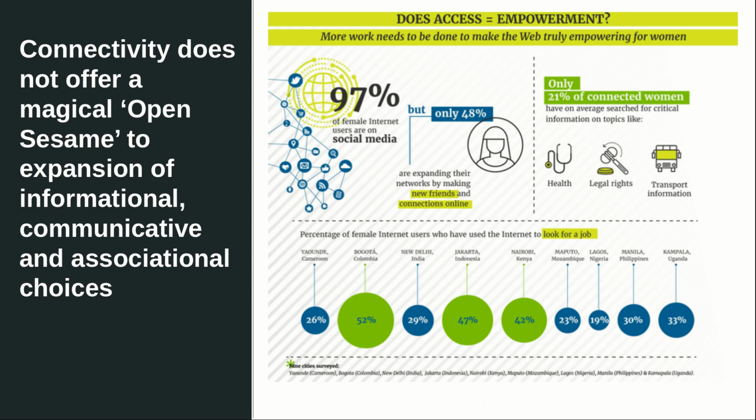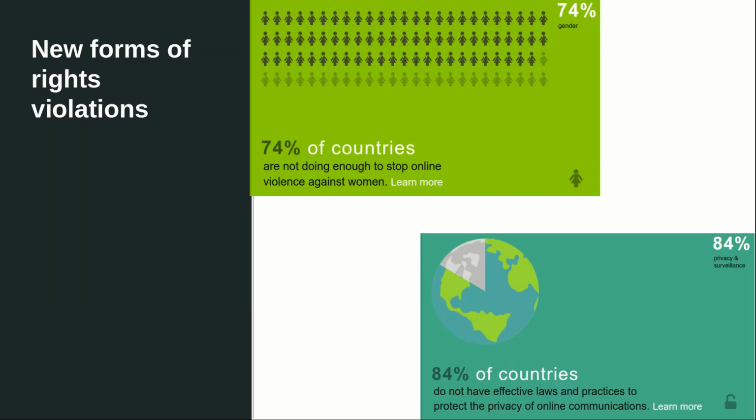Another piece of research undertaken by the Women's Rights Online Network found that 97% of female internet users on social media have still not been able to expand their connections online or enhance their social capital online. Only 21% of those connected were able to search for critical information on things like health or legal rights. New forms of rights violations online have proven to be an important emergent policy area. However, many countries in the developing world are yet to develop the right policy regimes to address online violence against women.